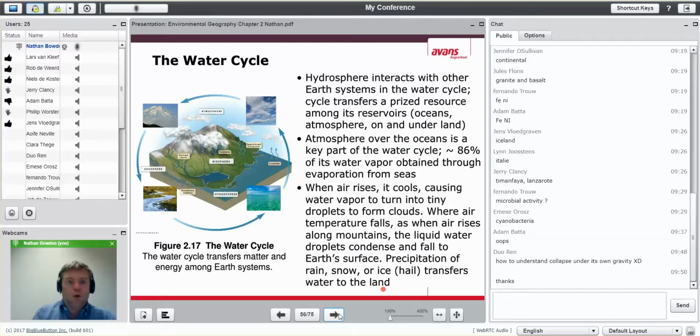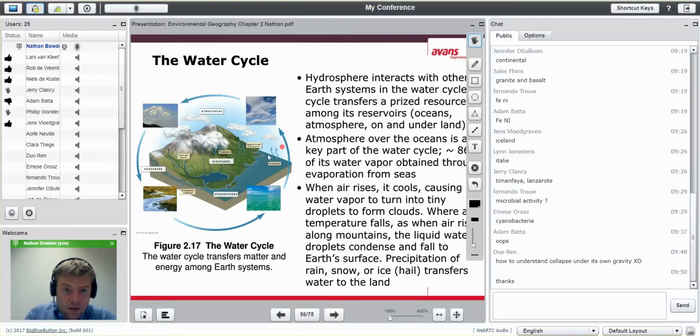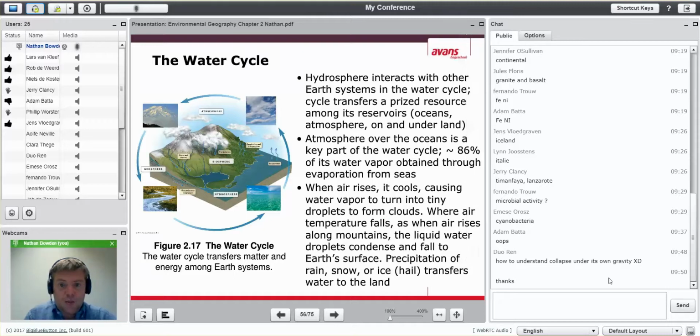The water cycle. The hydrosphere interacts with other Earth systems in the water cycle and transfers resources between them. The atmosphere over the oceans is a key part of the water cycle. 86% of water vapor is obtained through evaporation from the seas. You see that here in the photo. 86% of its water vapor.